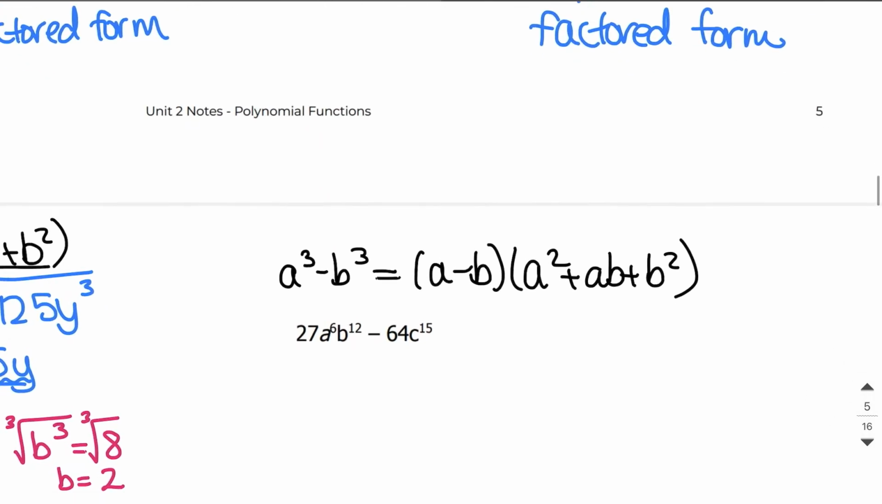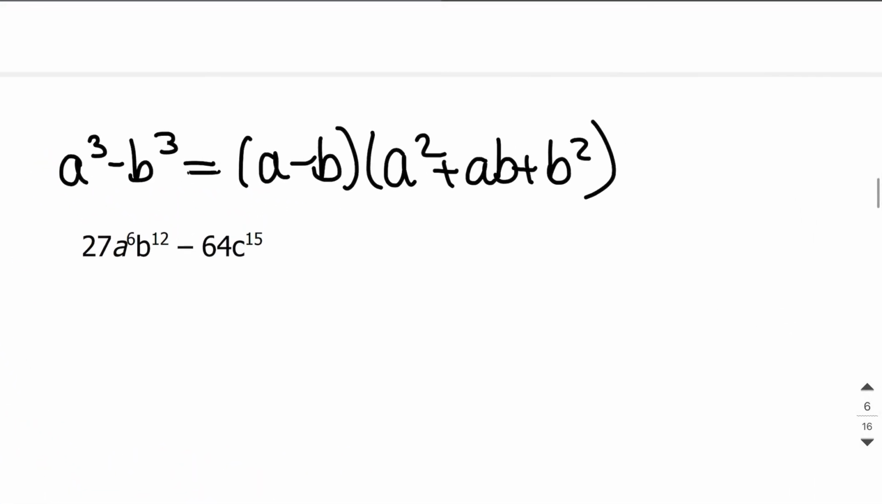Okay, so here I know that what I have written here is going to be something cubed minus something cubed. So I want to figure out what that something is.